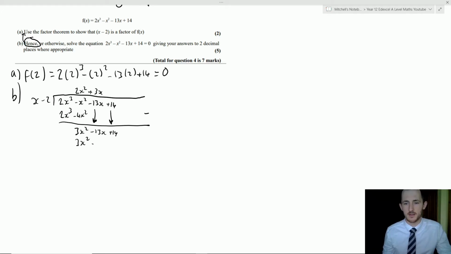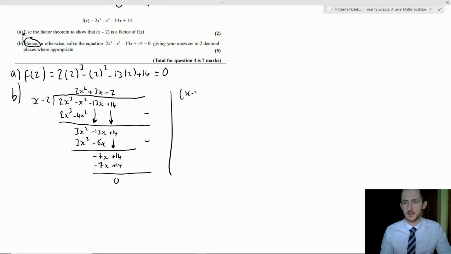So you can see how quickly you'll be able to do this eventually. Slowly speed up to build confidence. 0, minus 13 minus 6 would give me minus 7x, and then the 14 will come straight down. Divide it, you get minus 7, and times it by minus 2, you get minus 7x, and then you get plus 14. Which again, if you subtract, will give me 0. So my equation has now become x minus 2, and we get 2x squared plus 3x minus 7. Okay, and we want to solve that equals to 0.